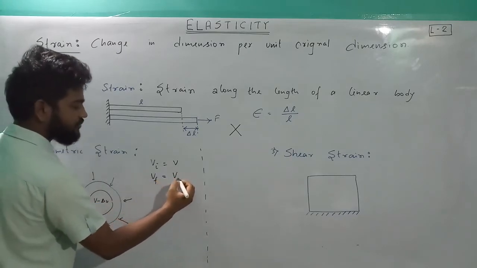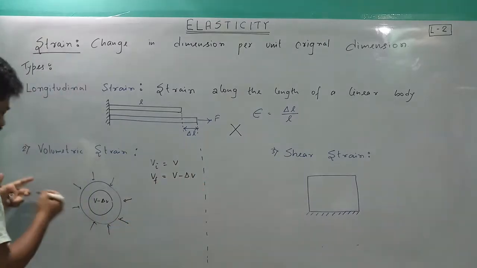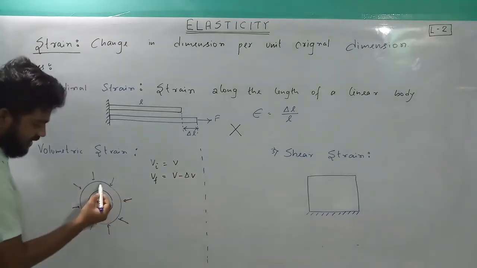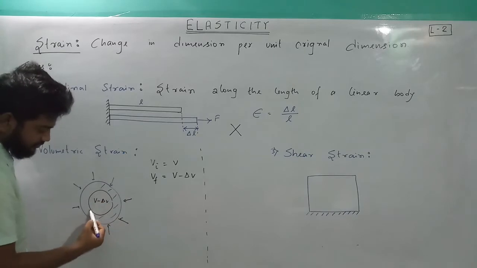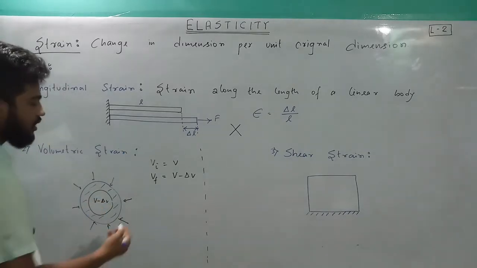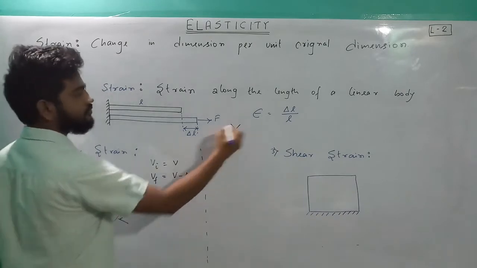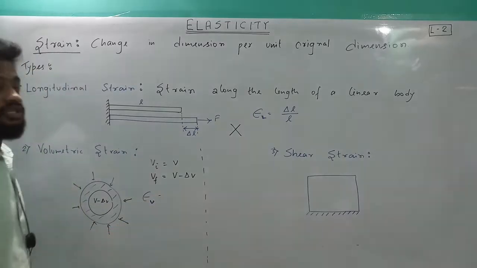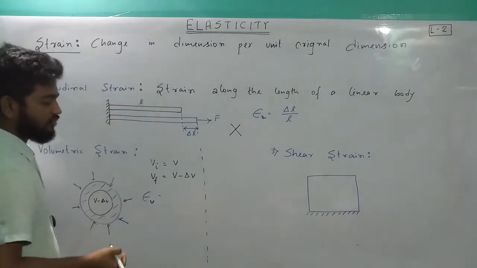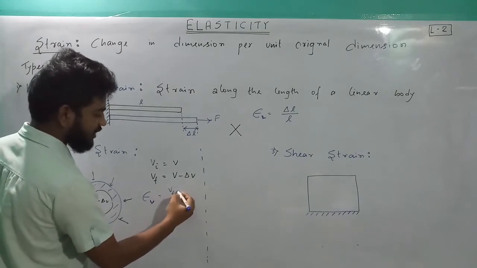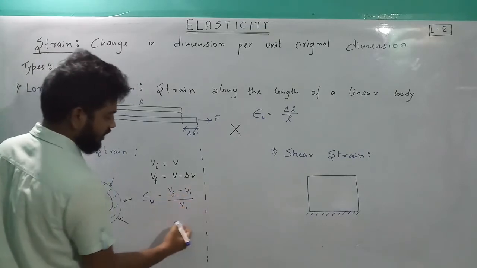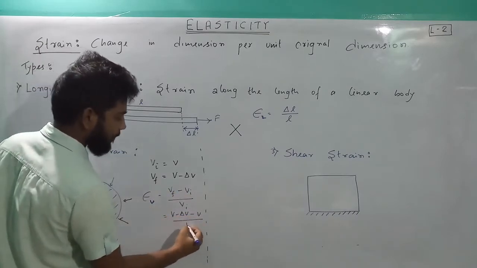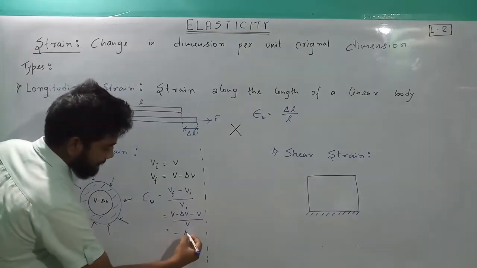The final volume becomes what? V minus delta V. Can I say that the volume has reduced by how much amount? Delta V. Delta V is this part, that's pretty obvious. Therefore, the volumetric strain, this was longitudinal strain. Volumetric strain is given by change in volume per unit original volume. What is the change in volume? V final minus V initial by V initial. What is final volume? V minus delta V minus V by V. V gets cancelled, minus delta V by V.